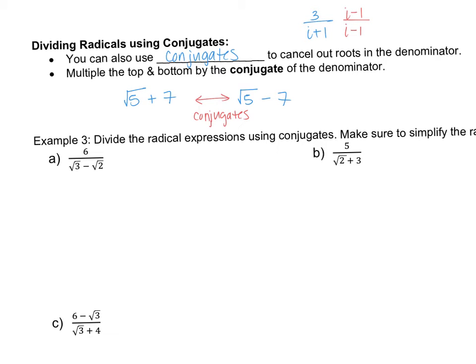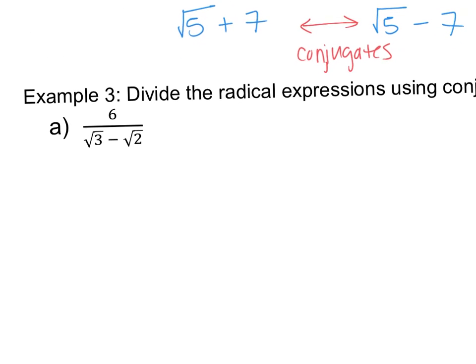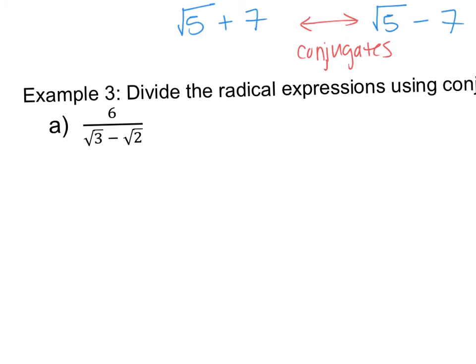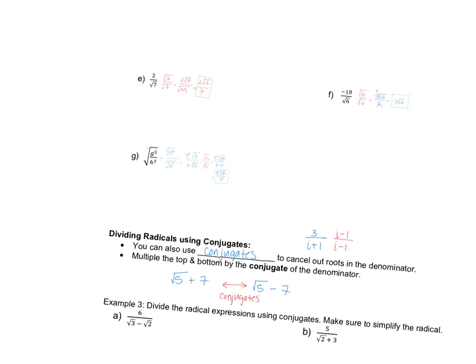All right, so let's get into example 3 on how to divide radical expressions using conjugates. And let's make sure that we also simplify as we're going. So this is one of the situations where you have a root in the denominator, and maybe it's not as easy to remove because there are 2 terms in the denominator rather than what we were looking at.